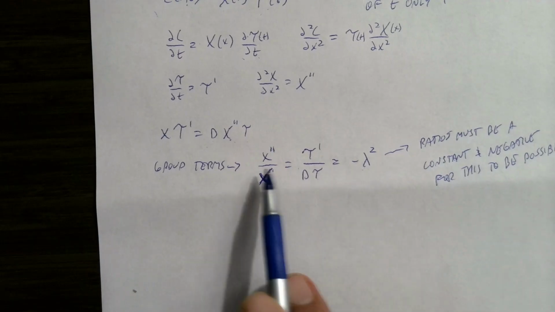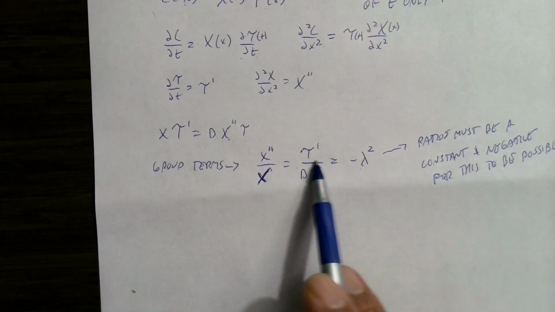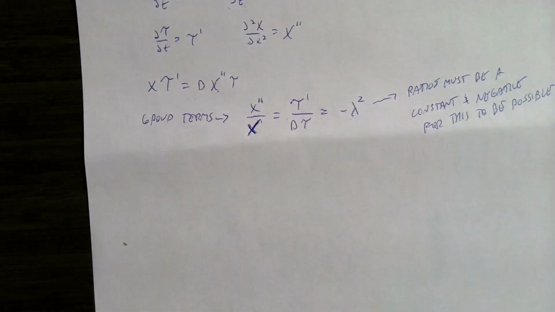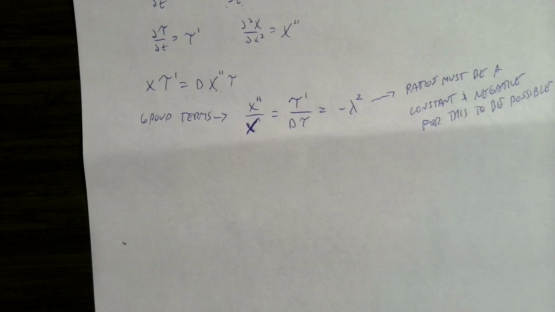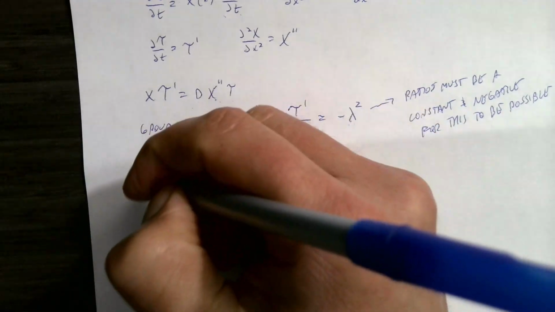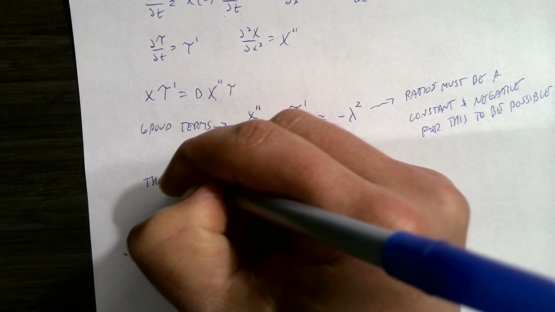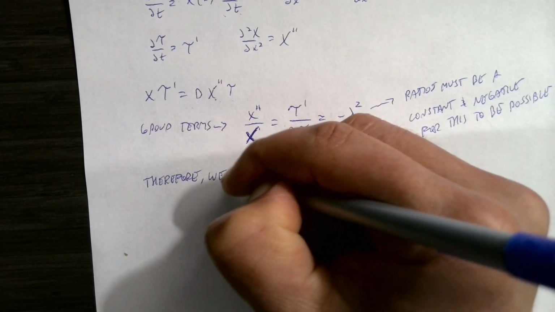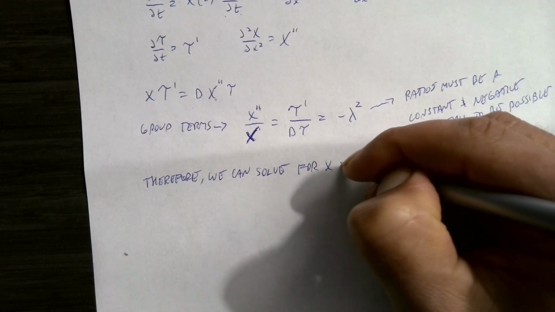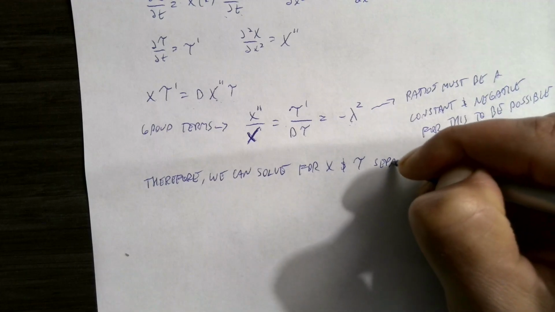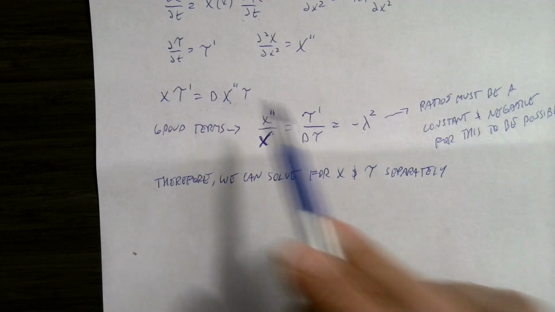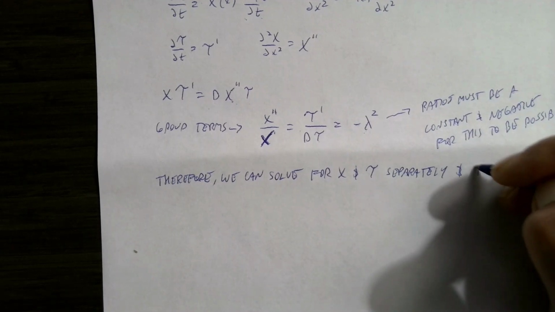And so if that's true, now we can take these separately. So we can take the t part with the lambda squared, and then we can take the x part with the lambda squared and see where that goes. Okay, so next up, let's do T. Therefore, we can solve for X and T separately to figure out what the relationship needs to be with lambda, and then put it back together.